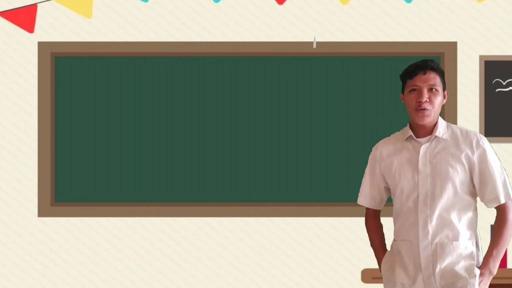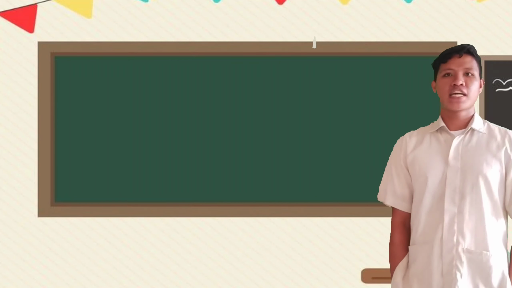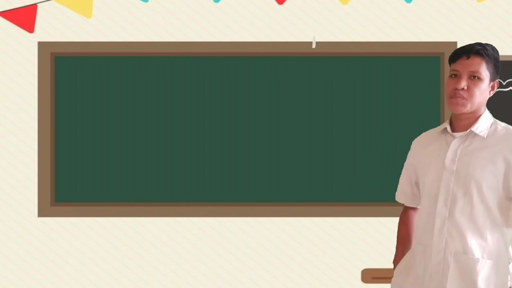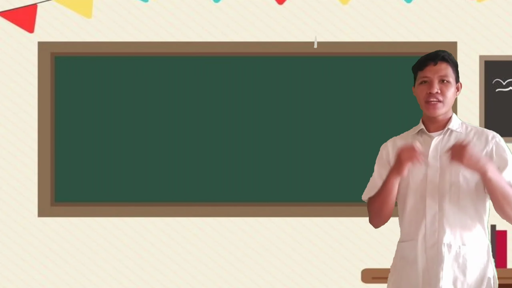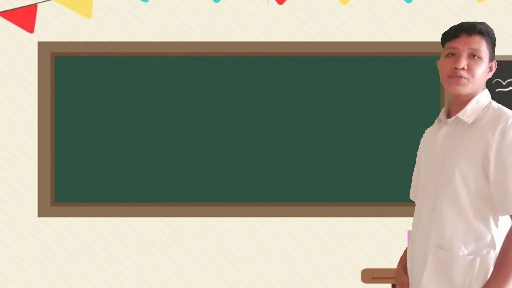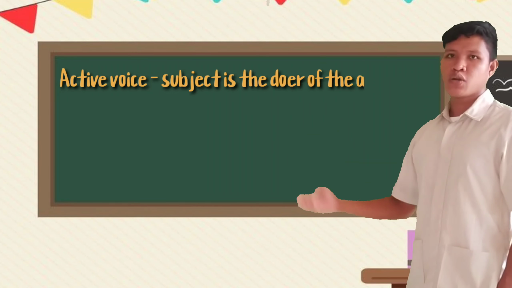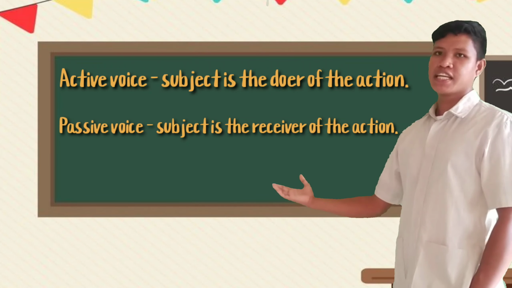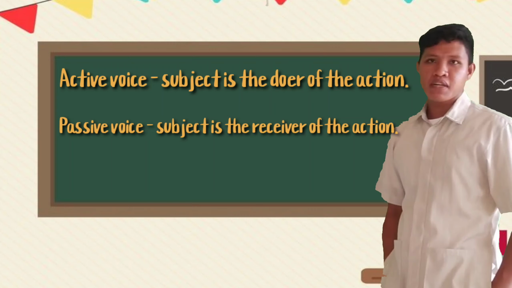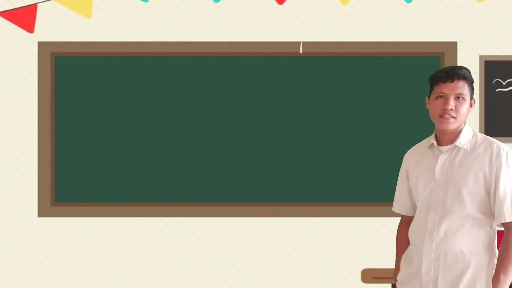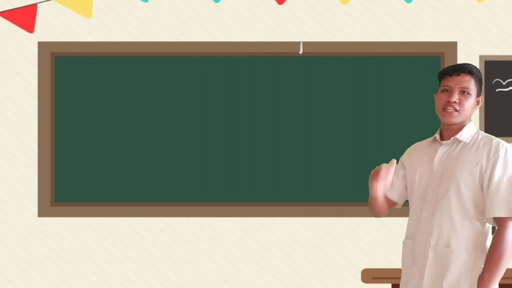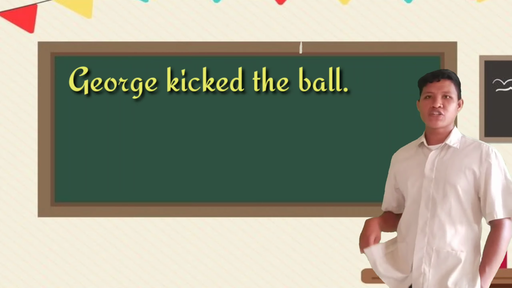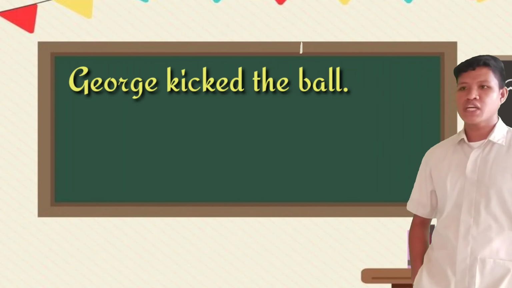Excellent! And now, before we end our lesson, again, what is active and passive voice? Very good. In active voice, the subject is the doer of the action, while in passive voice, the subject is the receiver of the action. Can you give me an example of active voice? Very good. George kicked the ball is an example of an active voice because George, as the subject, is the doer of the action.